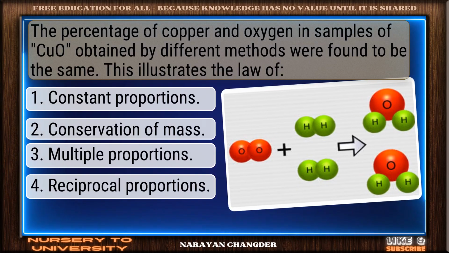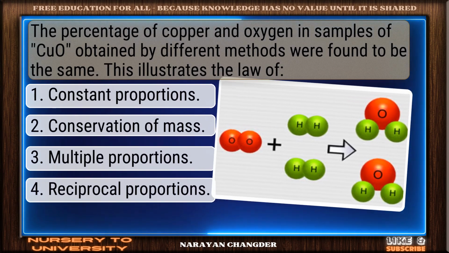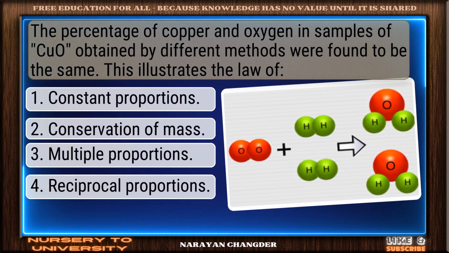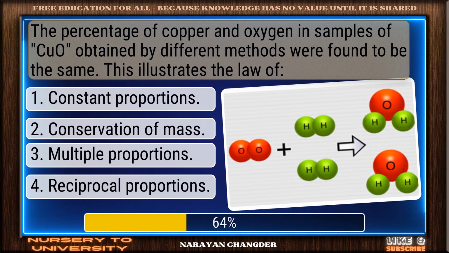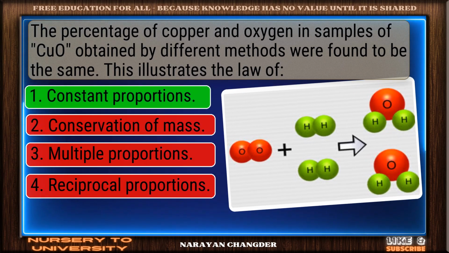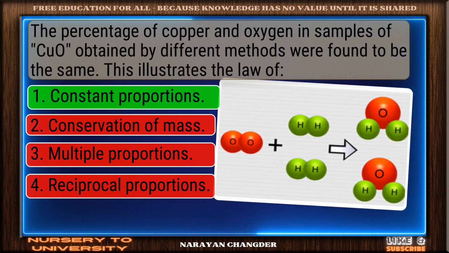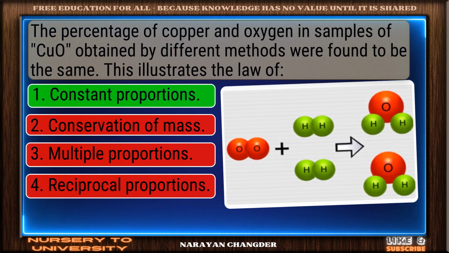Question number 3. The percentage of copper and oxygen in samples of CuO obtained by different methods were found to be the same. This illustrates the law of. Smart pick. Constant proportions is the correct choice.